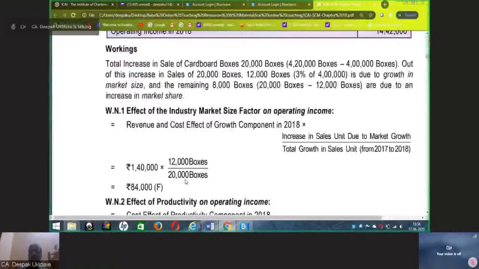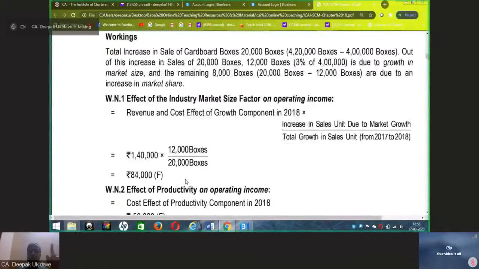Now, growth factor, we are dividing the effect of industry market size on operating income. Growth component, we are dividing into combined revenue and cost effect. Together, revenue and cost effect. So look at this. Total revenue and cost effect is given to you, 1,40,000. Now we bifurcate this, or divide this on a pro rata basis, proportionate basis, in terms of increase in sale unit due to market growth divided by total growth in sales. Total growth in sales is 20,000 boxes, and for 20,000 boxes revenue and cost effect is given together.